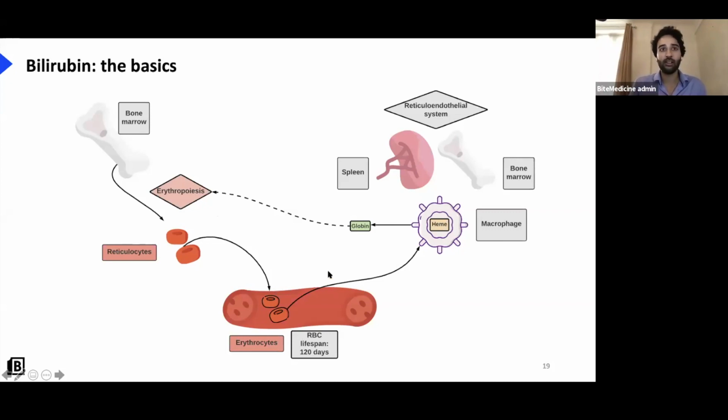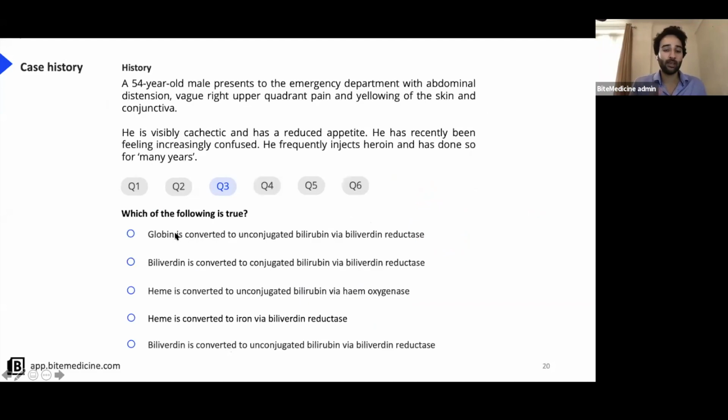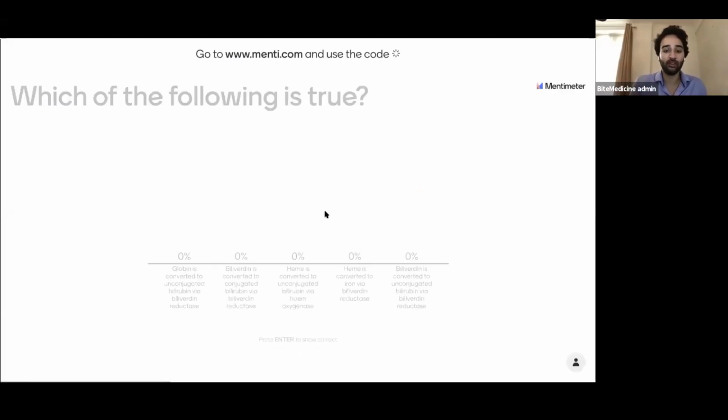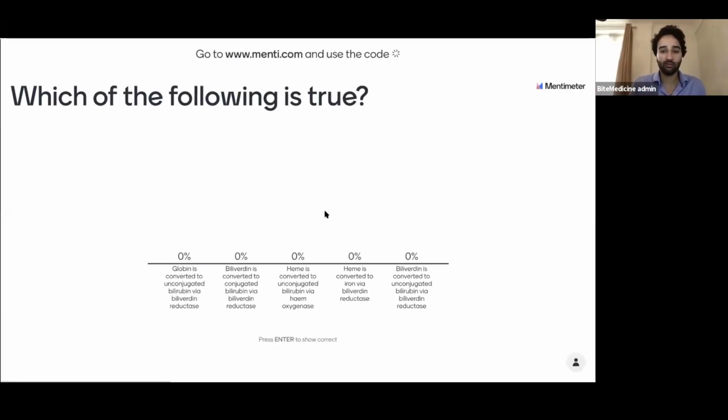So let's think more about heme and let's get you guys to answer a question. This is all going to be obviously covered in the next couple of slides, but let's just assess a little baseline knowledge here. So which of the following is true? So we have our globin, we have our heme, we need to figure out what is going to happen next and how is bilirubin even being formed.